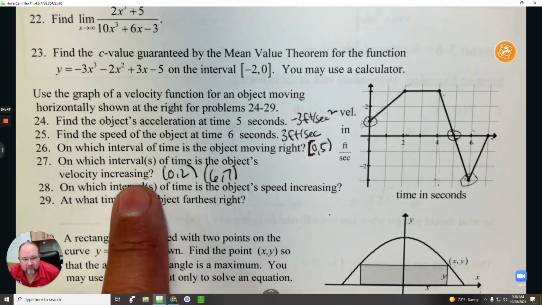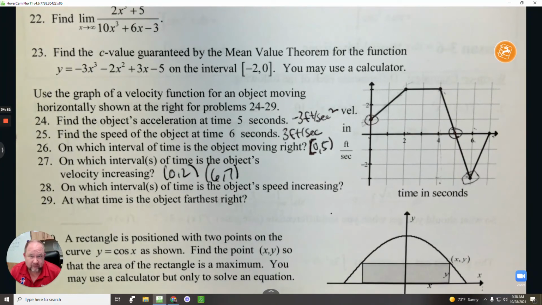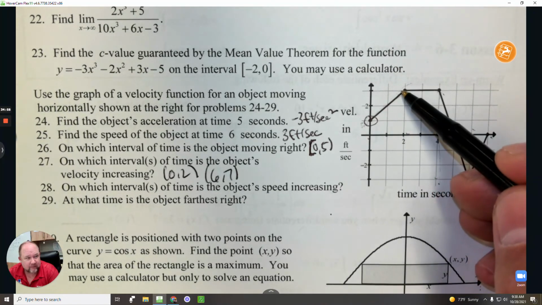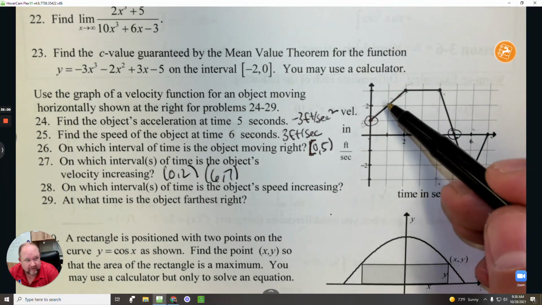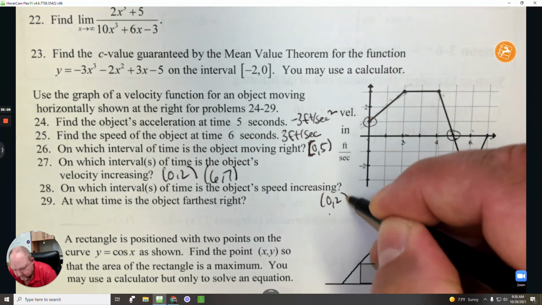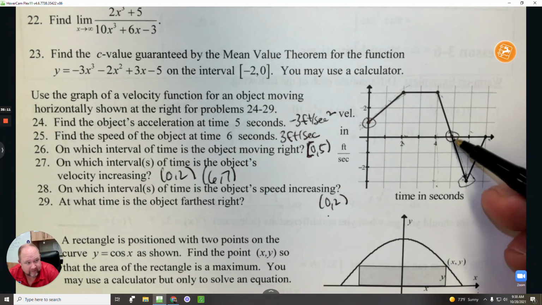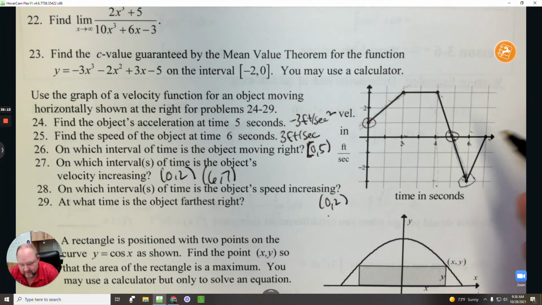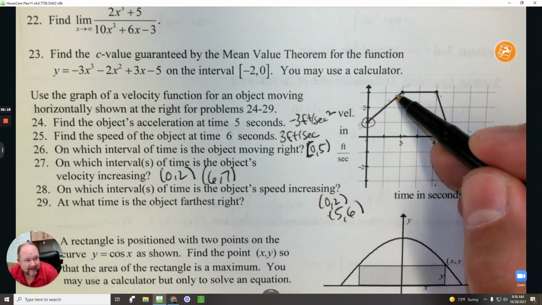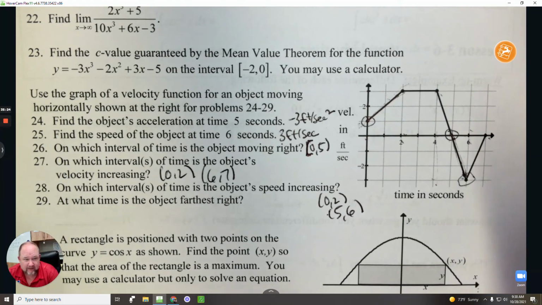28, on which interval of time is the object's speed increasing? Speed increases when acceleration and velocity have the same sign. So what we're looking for is increasing and above. Increasing and above, that's 0 to 2. Or we're looking for decreasing and below. If it's decreasing and below, the signs match. That's 5 to 6. So from 0 to 2, it's increasing and above, and from 5 to 6, decreasing and below, the signs match. That's when speed is increasing.